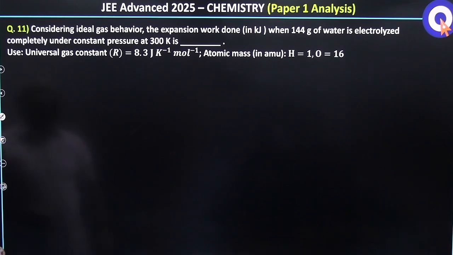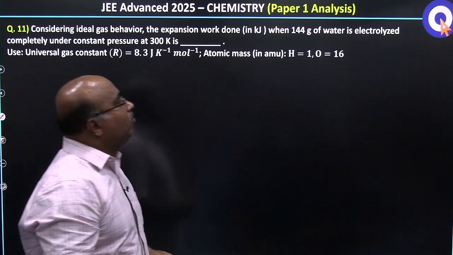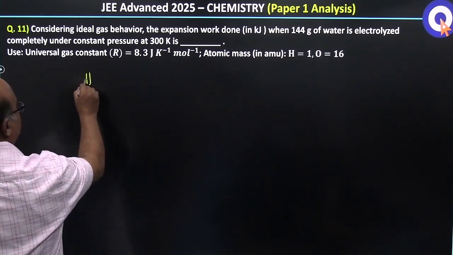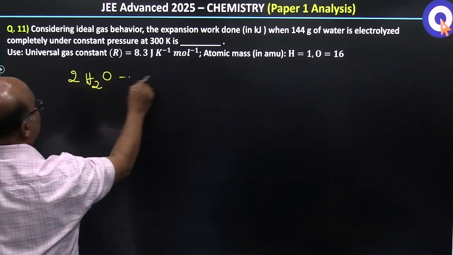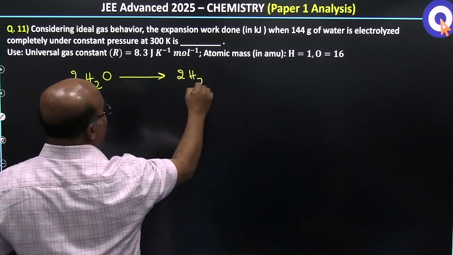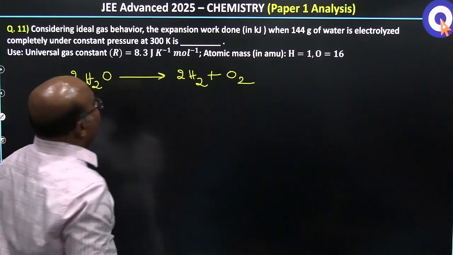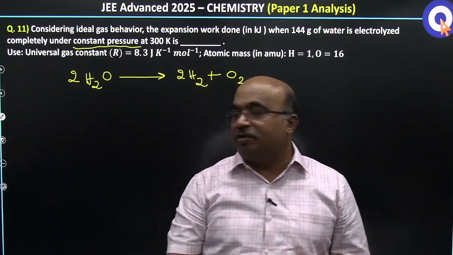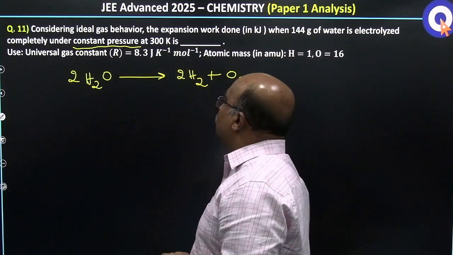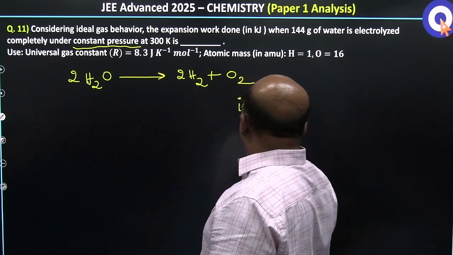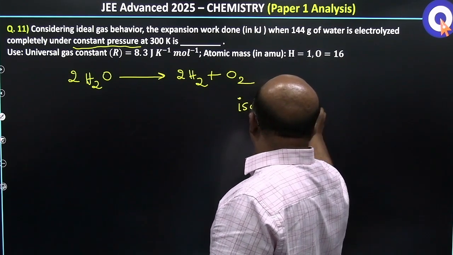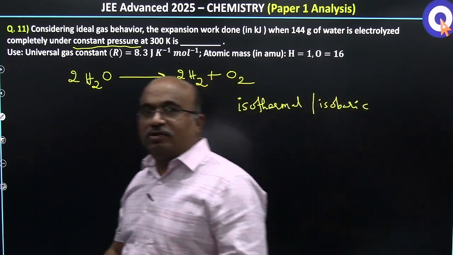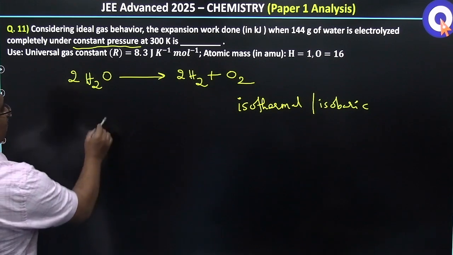Considering the ideal gas behavior, the expansion work done when 144 grams of water is electrolyzed. Water on electrolysis gives hydrogen and oxygen, and the process is done at constant pressure. Therefore, at constant pressure and temperature, because it is at 300 Kelvin. So the process is isothermal as well as isobaric, but with external pressure constant, the process will become an irreversible process.